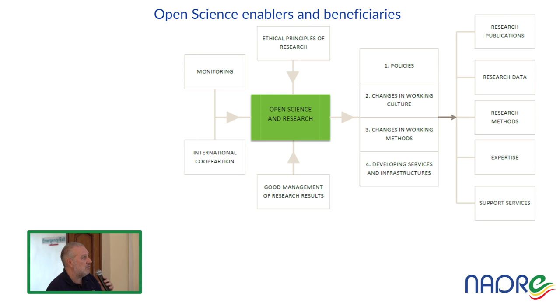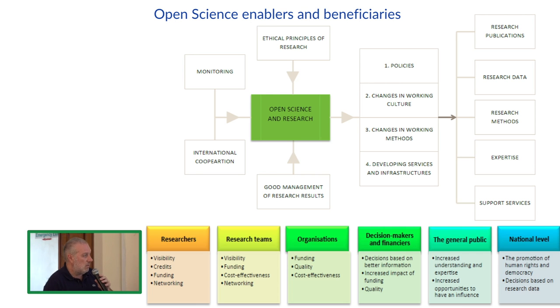So, open science has enablers and beneficiaries. Of course, all the different stakeholders, Ministry of Science and Technology, Ministry of Education, universities, research networks, strategy centers, the government in general, should be enablers of open science. But when you enable open science and you define policies, this will change the culture of working together in the country, but also working with other researchers, other scientists based in other countries in the world. And all the different stakeholders benefit from open science. This is a study done in several countries in Europe. So researchers, research teams, organizations, decision makers, the general public, and of course the country as a whole, the society as a whole.